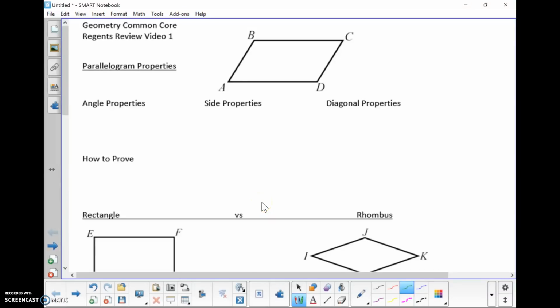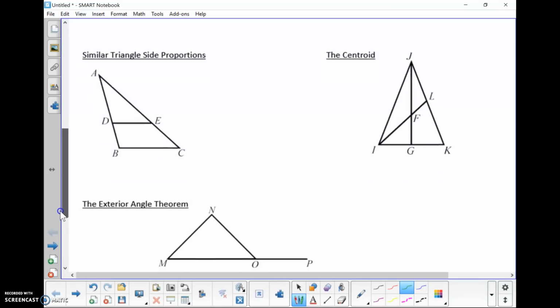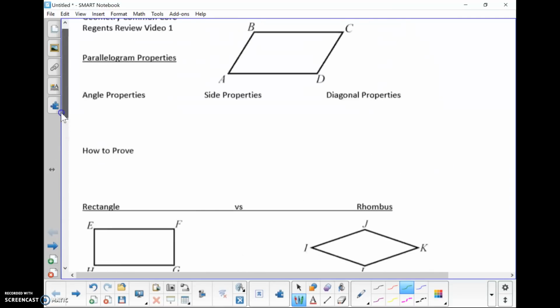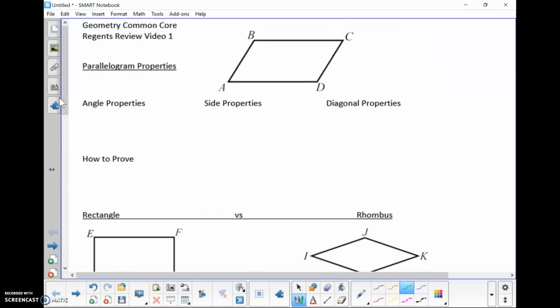Geometry Common Core, Regents Review Video 1. In this video, we're going to cover the topics of parallelogram properties and a couple of random triangle stuff too. Centroids, some proportions, exterior angle theorem. So let's dive into parallelogram properties.